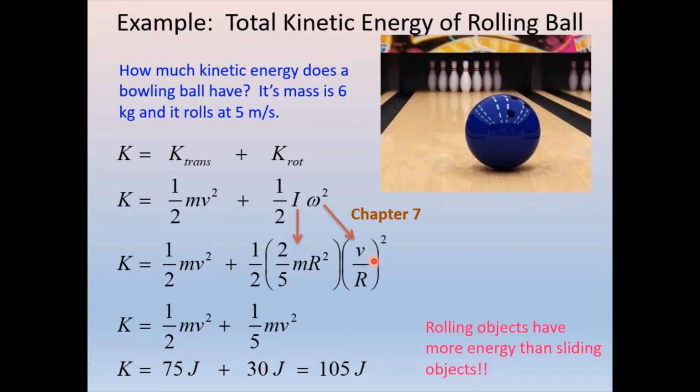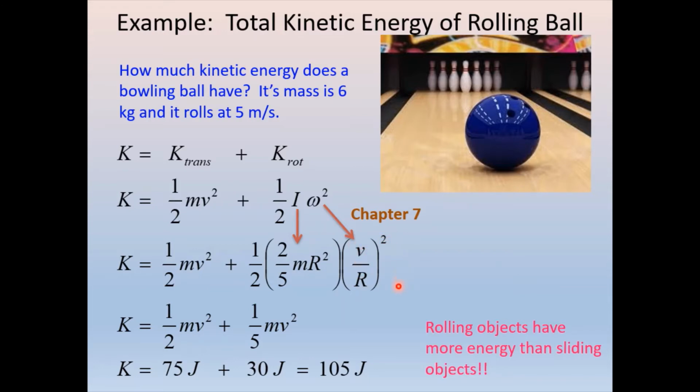The other thing we can do here is omega. Remember, this is the rotational velocity of the bowling ball. Well, if we go back again to chapter 7, remember that omega is equal to the velocity of the outer surface of this ball divided by its radius. And the velocity of the outer surface is the same velocity as the ball has as it rolls, because that's how fast the outside of the ball is turning. That's the same as this speed v over here. So we can replace omega with v over r, and remember that's squared.